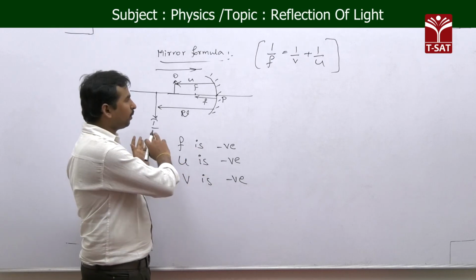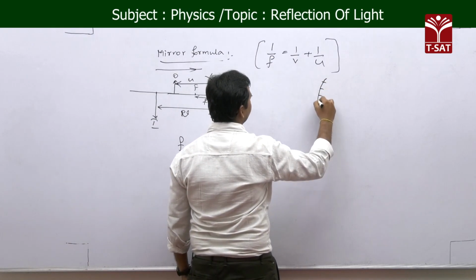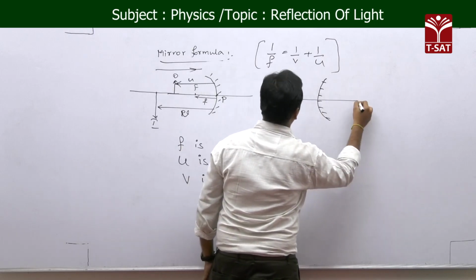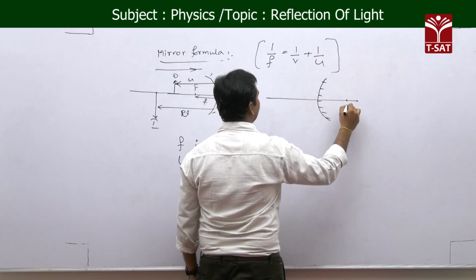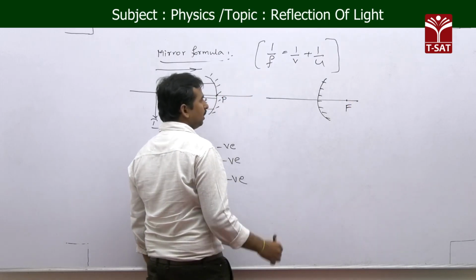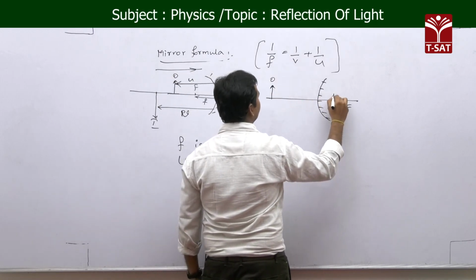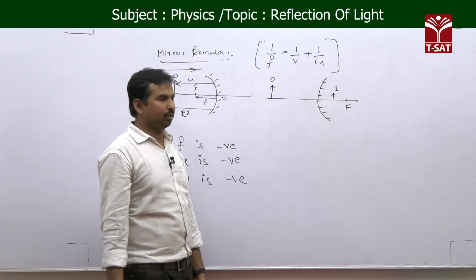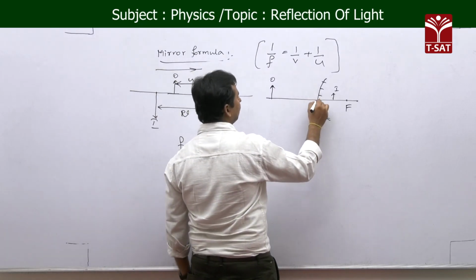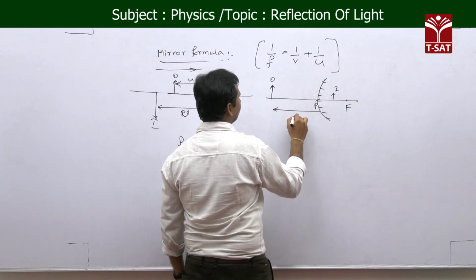The same we apply for the convex mirror. Let us see the sign convention here for a convex mirror. For a convex mirror, we already know that it has a virtual focus. If the object is placed before that, we get the image behind the mirror, because that is a virtual image. So according to rule 1, all distances we have to measure starting from the pole.